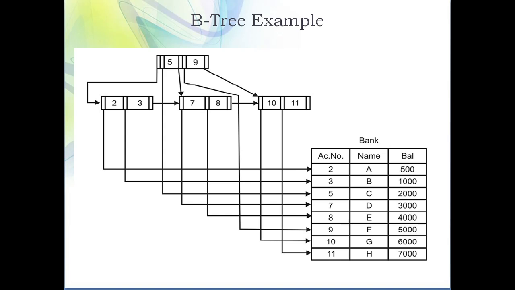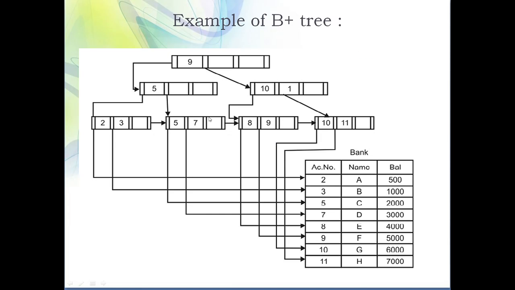Okay, so in case of B-tree, what is your observation? A non-leaf node can also hold a pointer which points to a record of the table. But in case of B+tree, only the leaf node has a pointer which points to a record present in the table, but the internal node does not have a pointer which points to a record present in the table. The internal node contains pointers only to children. This is the major difference between B-tree and B+tree.